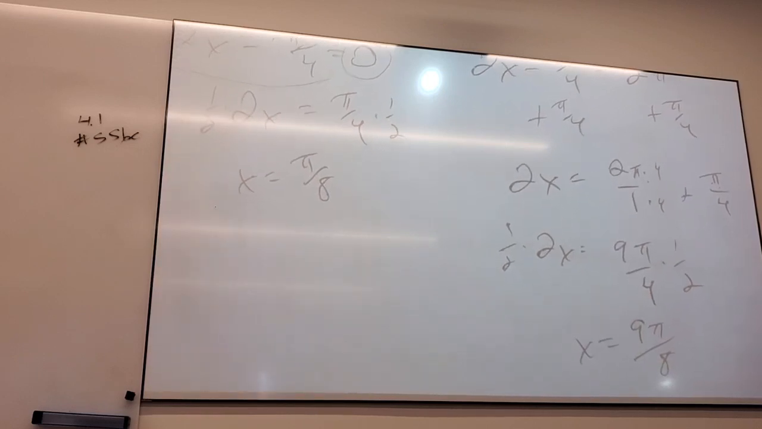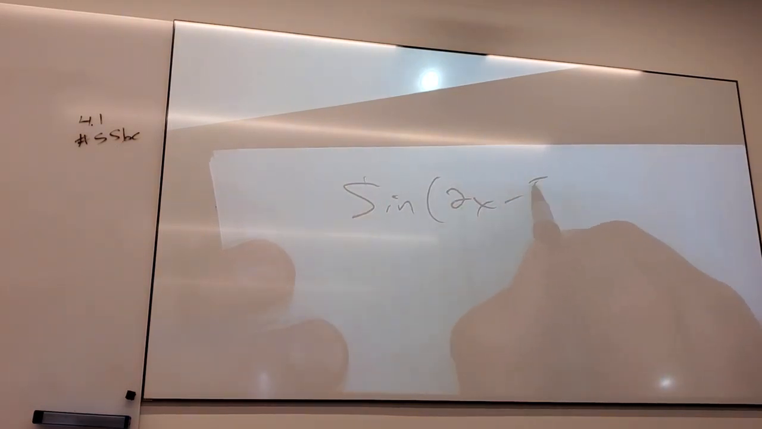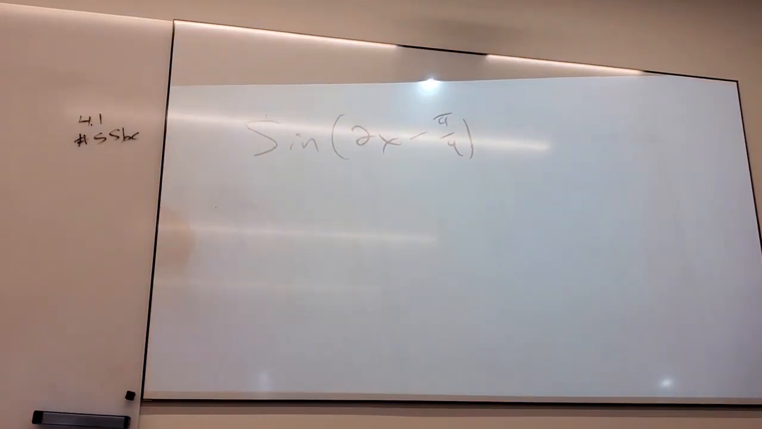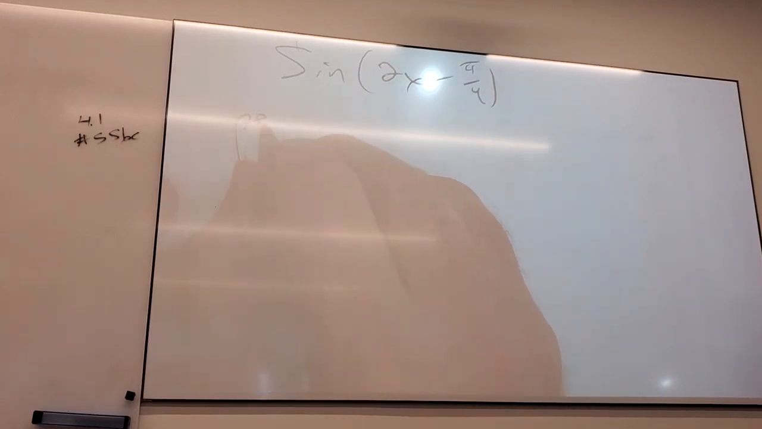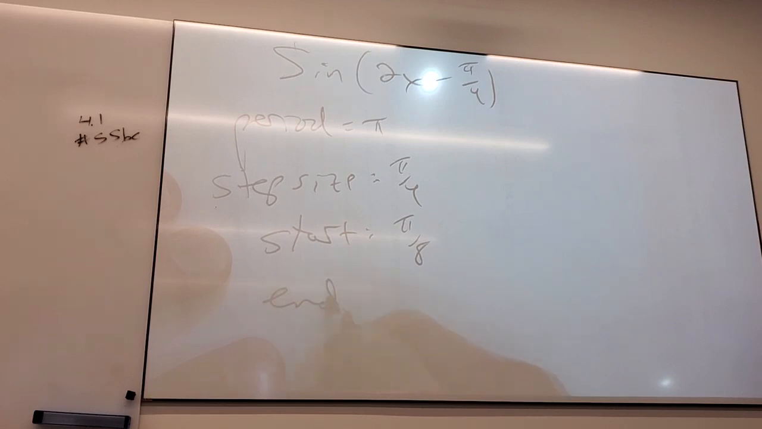So let me capture everything we know, okay? We know that the period of our new function, let me put the new function in, we know the period is pi. We know the step size, pi over 4. I know I'm going to start at pi over 8, and I'm going to end at 9 pi over 8.